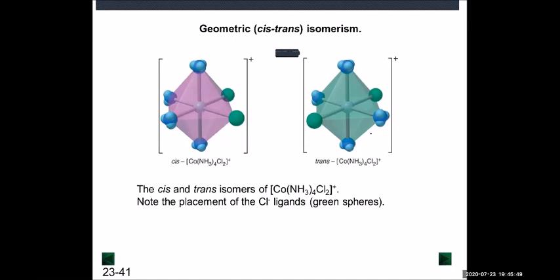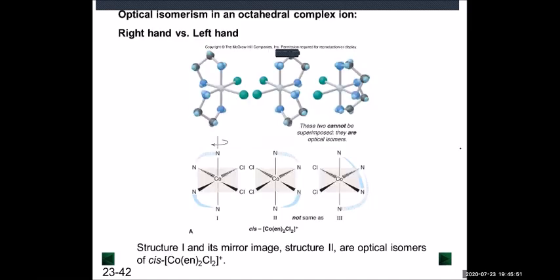There are some more examples of cis-trans, but I will not spend too much time. Left-hand, right-hand isomers, these are in inorganic chemistry. We see more.